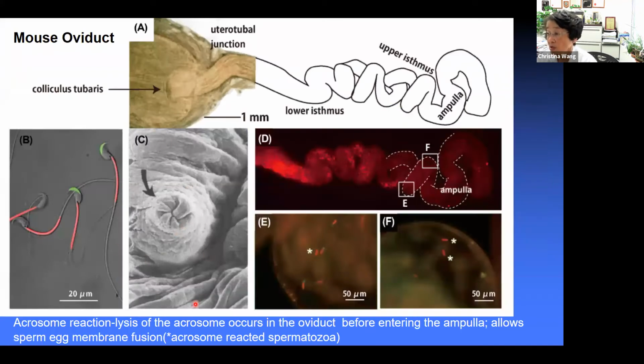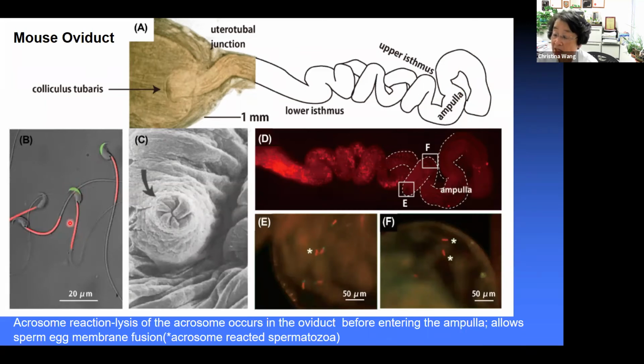So this picture shows a mouse oviduct. This is the uterus. The sperm go from the vagina to the cervix, through the cervix, then into the uterus, and then it goes to this uterine tubal junction that is very tight. And then it travels along the fallopian tube, so-called the lower isthmus, upper isthmus, and the ampulla. The ovary is around there, and during ovulation, the egg is released and is in the ampulla waiting to be fertilized.